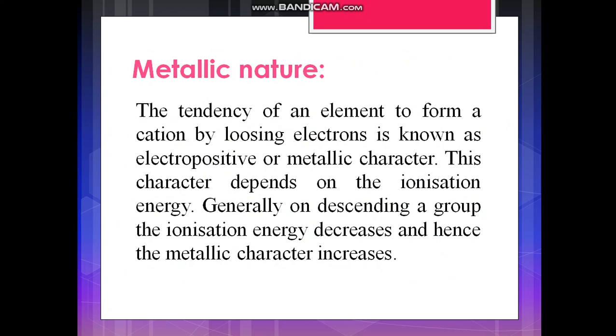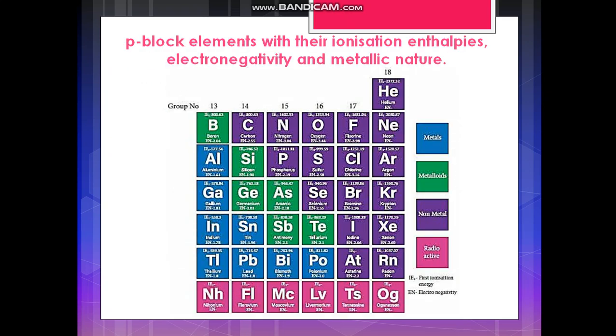Now we will see the elements that are present in the various groups. 13th group: boron, aluminum, gallium, indium and thallium. Then 14th group: carbon, silicon, germanium, tin, lead. Then 15th group: nitrogen, phosphorus, arsenic, antimony, bismuth. Then 16th: oxygen, sulfur, selenium, tellurium and polonium. 17th: fluorine, chlorine, bromine, iodine and astatine. 18th group: helium, neon, argon, krypton, xenon and radon.